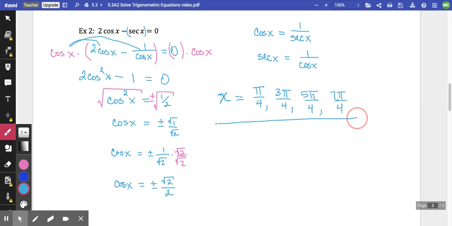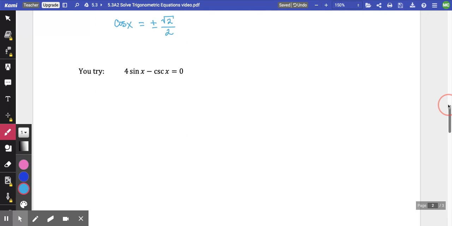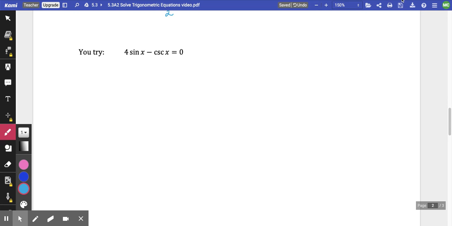And so these would be all of my solutions on the interval from 0 to 2 pi. And now you're going to try this example and then answer on the Google form.